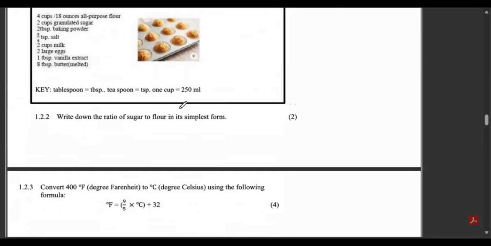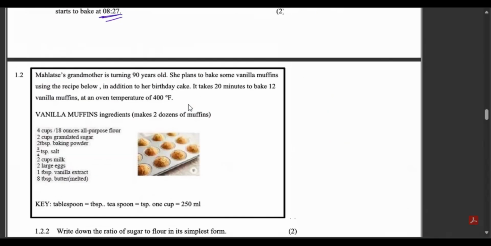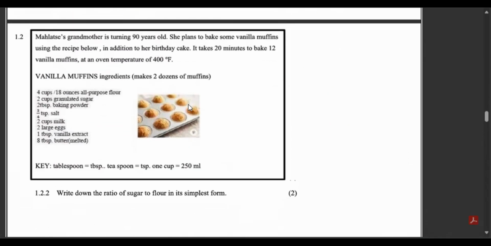Okay, we come to this other question. It says write down the ratio. Now, when it comes to ratios, please do it the way it's supposed to be done. Write down the ratio of sugar to flour, meaning S is to F. Sugar, where's our sugar here? It's 2 cups. And the flour, it's 4 cups. So simplified, it's 1 is to 2. Whenever you have 2 cups of sugar, you need 4 cups of flour.